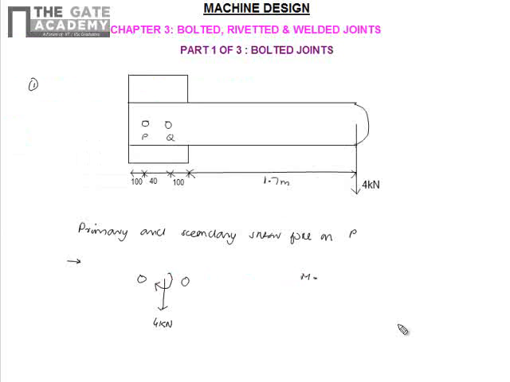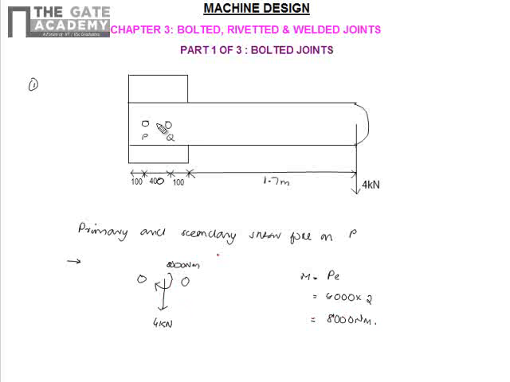M is equal to P into E, that is equal to 4 kilonewtons into what is the distance? This is 400. So distance from here to the centroid will be 1.7 meters plus 0.1 plus 0.2. So the distance to the centroid will be 2 meters. So moment will be 2 into 4000, that will be 8000 Newton meter. So 8000 Newton meter will be the moment acting at this point.